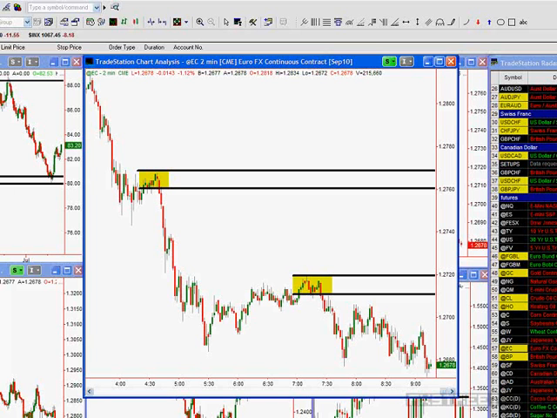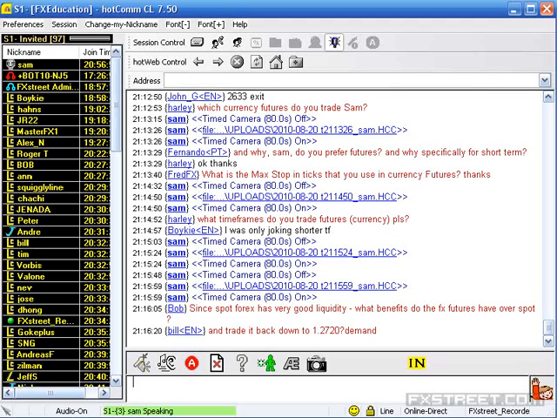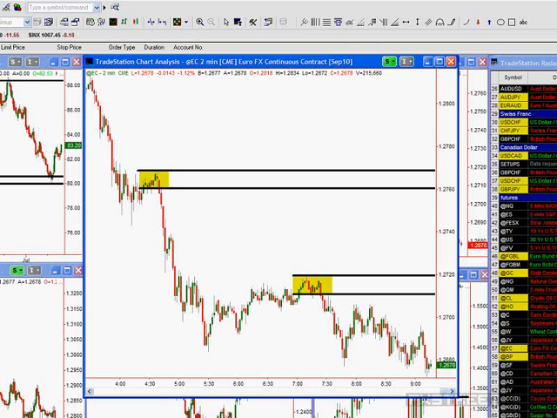So Bobby's asking a good question here. Says, since spot Forex has very good liquidity, what benefits do the futures have over spot? One of the big ones, one of the things I'll touch on here though, since you mentioned it, spot Forex, be careful, liquid. Yes, the entire market that the banks trade is very liquid, okay? But that's not the market that the retail trader is typically trading. What I'm getting at is, for the most part, not everywhere, but for the most part, the market that the retail trader is seeing in spot Forex is a market that's made by the broker.